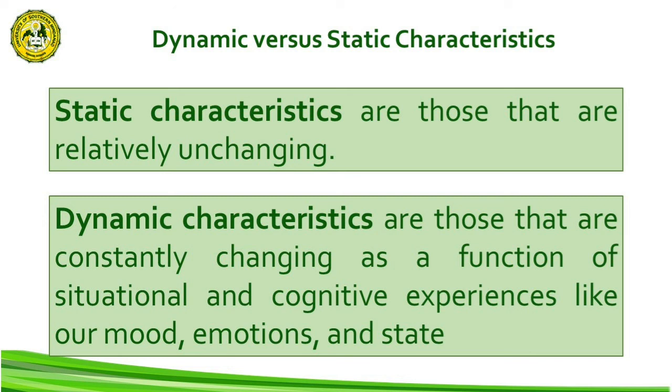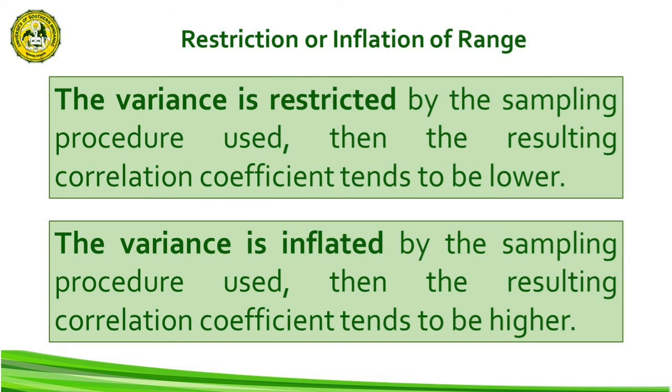Pero after 3 months, tapos, nag-retest siya and yun yung happiness scale pa rin yung binigay mo, of course. Tapos, hindi siya ganun kasaya kasi na-heartbroken siya ng after 3 months. So, syempre, there will be a varying, it will vary significantly. So, hindi mo pwedeng gamitin yung test retest sa dynamic characteristics kasi nagbabago yung state, kumbaga yung emotion or yung mood ng tao. So, the next one will be restriction or inflation of range.